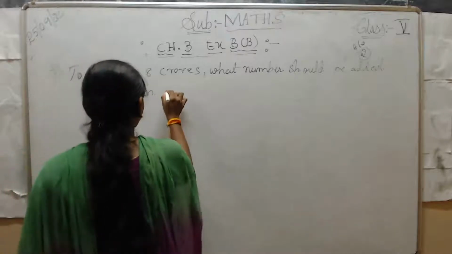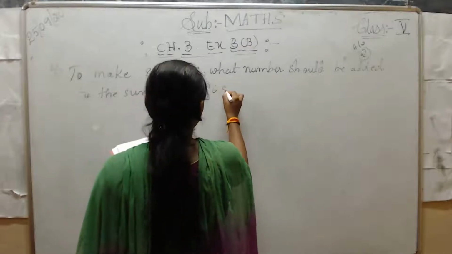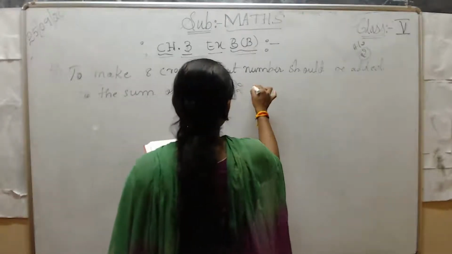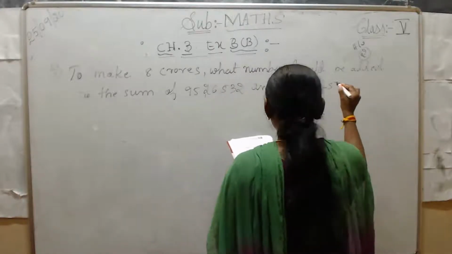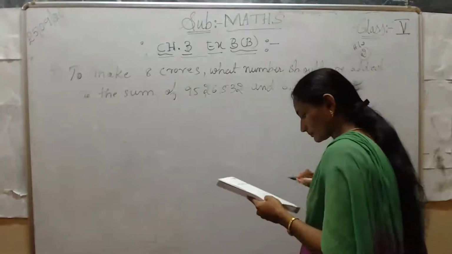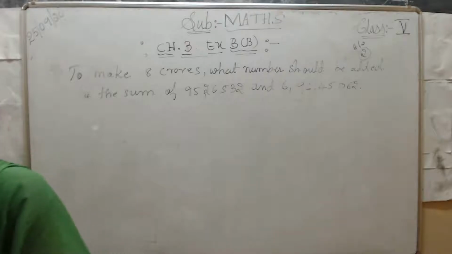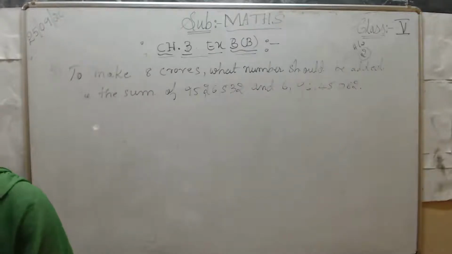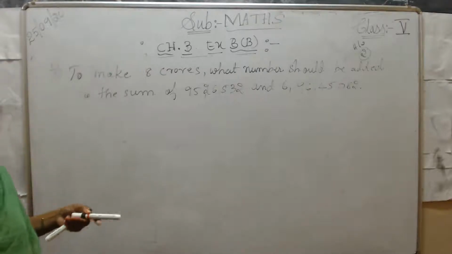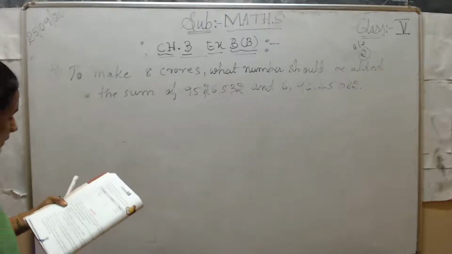of 95,26,532 and 6 crore 96 lakh 45,082? Students, observe it very carefully, because the first question I already explained, the second one I will give as homework. So now I will explain the third one. Students, what is the third question? To make 8 crores, yes.